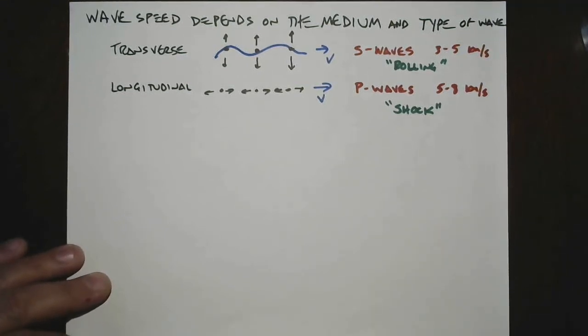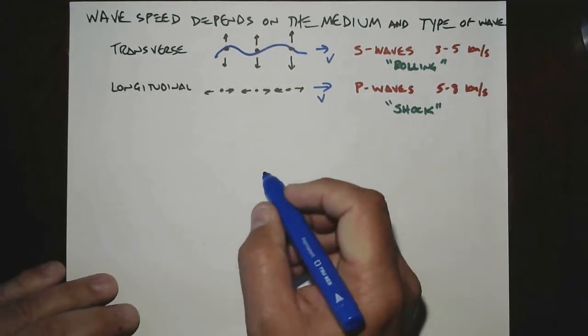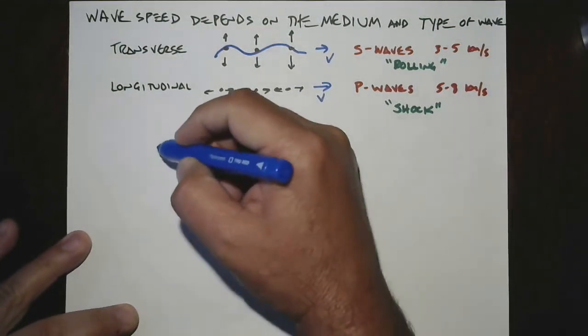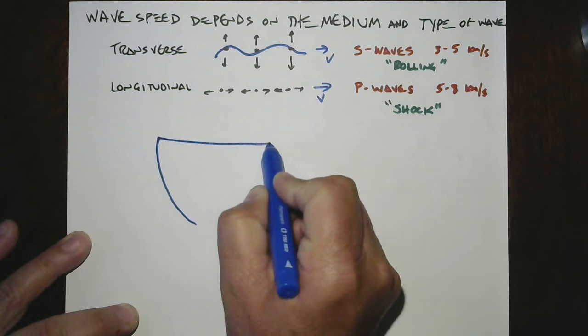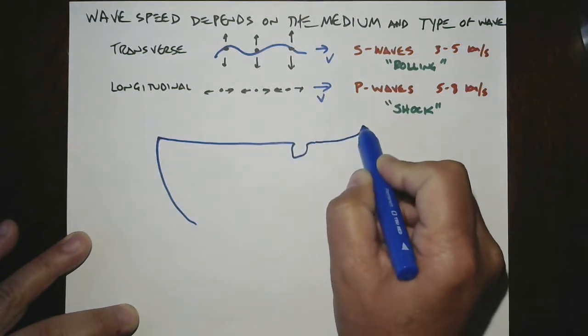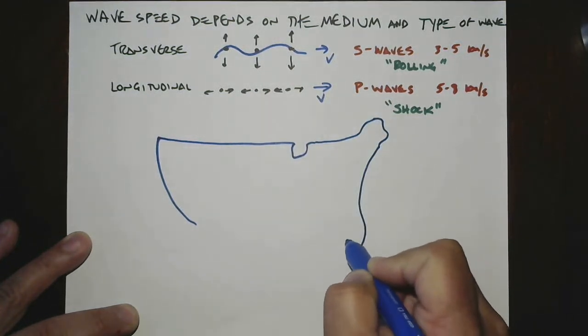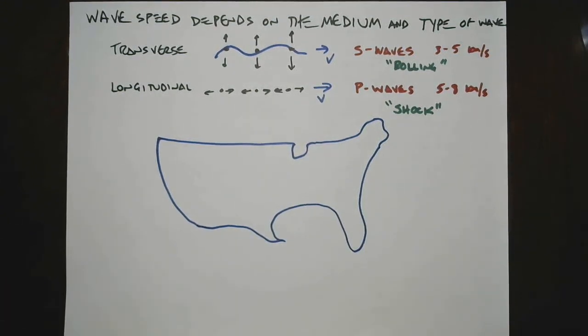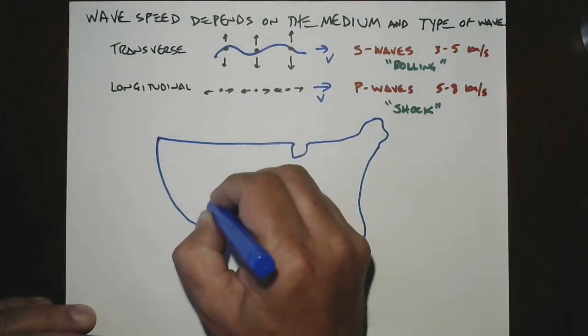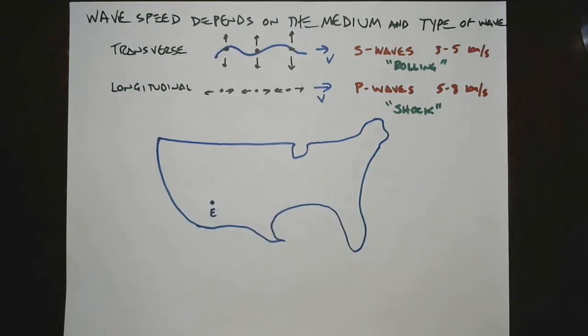This idea is what lets us find where earthquakes are in the United States. So I'm going to quickly draw a really bad drawing of the United States here. Yeah, Texas is in the wrong spot, but you get the idea, right? So there's the United States, and let's just say that we have an earthquake here in, say, Arizona. So I'm going to put a letter E for epicenter.